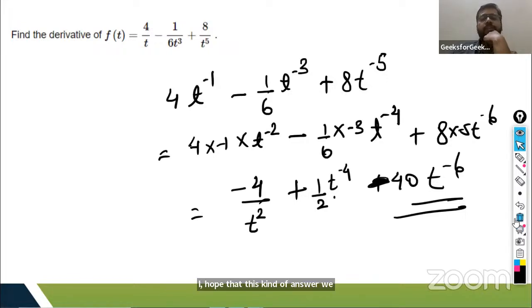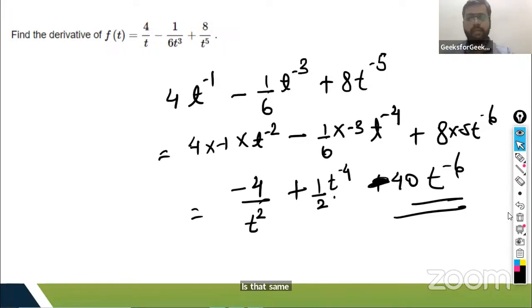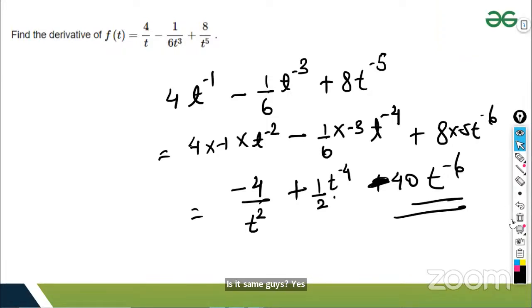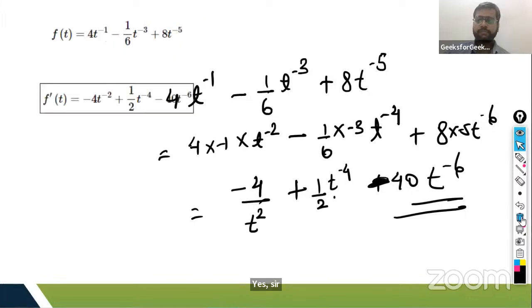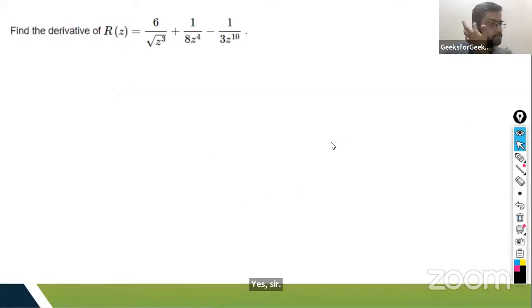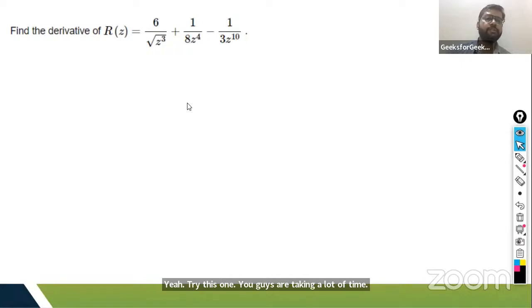How many of you have got the correct answer? Is it same, guys? Yes or no? Yes, sir. Okay, great. Same. Try this one. But you guys are taking a lot of time. Please try to solve.